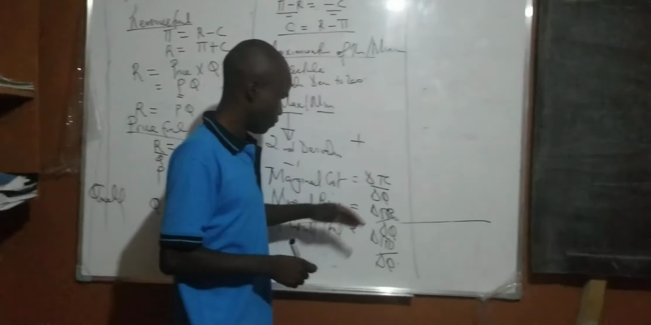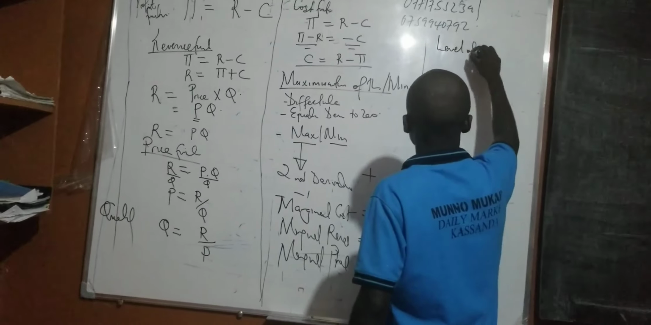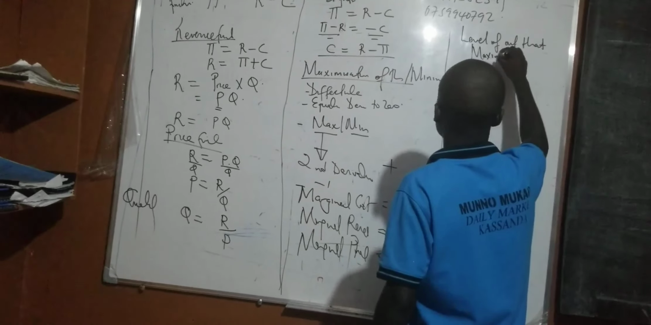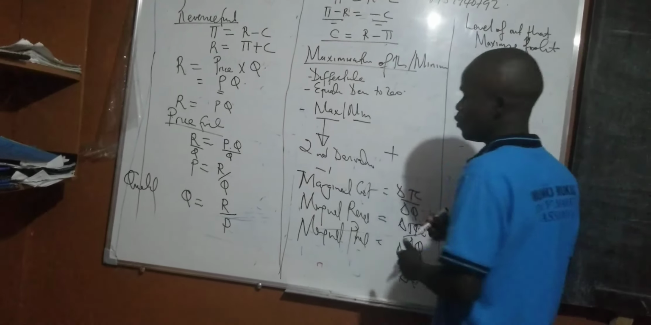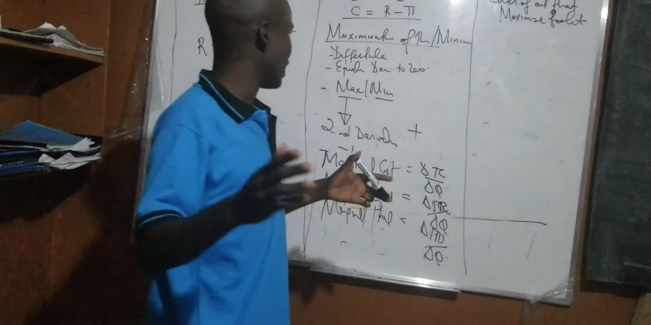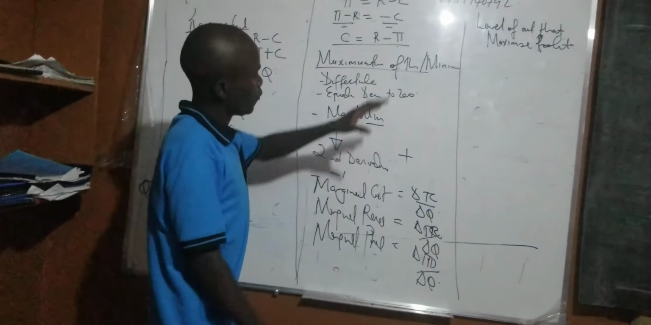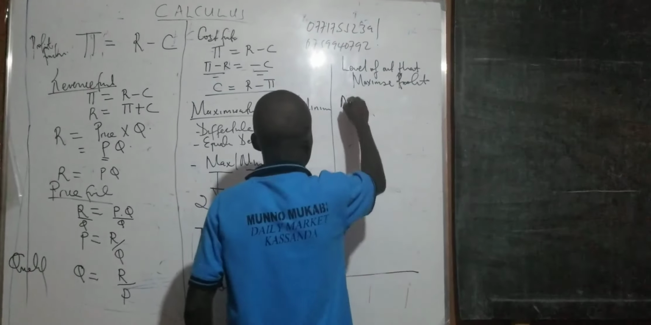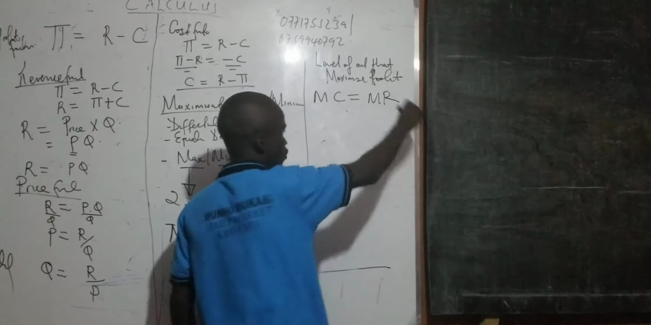Or the level of output that maximizes the function, maximizes profit. They can tell you to find the level of output that maximizes profit, maximizes costs, or maximizes or minimizes a given function. For the level of output that maximizes profit, we know from economics, profit is maximized when MC equals MR. That is one way.